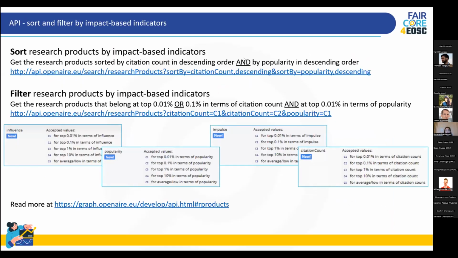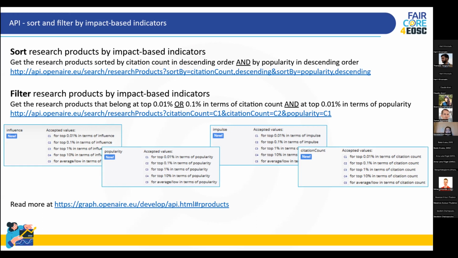Also, as mentioned by Claudio, we have this implementation available in the API. For example, users can query by sorting research products by one or more sorting options. For example, I have here a query expressing to the number of research products sorted by citation count in descending order and by popularity in descending order.